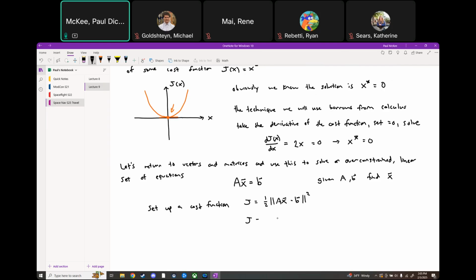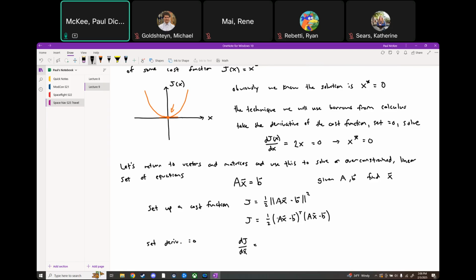We're going to rewrite this as 1/2 (Ax minus b) transpose (Ax minus b). Right? Because remember, the norm is (Ax minus b) transpose (Ax minus b), quantity square root, but it's squared, so that cancels itself out. So this is our cost function that we're trying to minimize. So we set the derivative equal to 0.